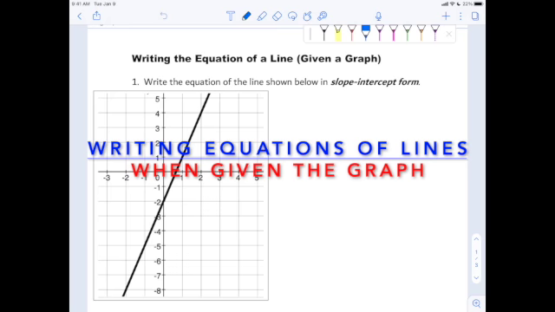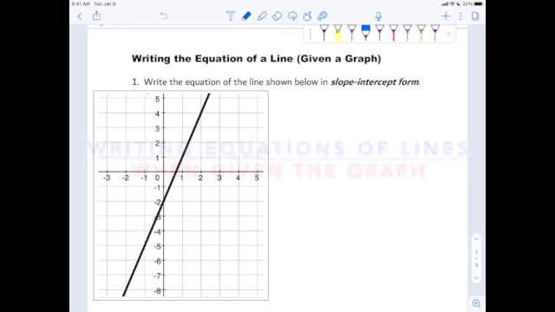Murray's Mathland, and today we're taking a look at writing the equation of a line when we have the graph of the line in front of us. And we're going to be focusing on writing it in slope-intercept form. That's the classic way, and if that doesn't ring a bell, this probably will. Y equals mx plus b. That's what slope-intercept form is.